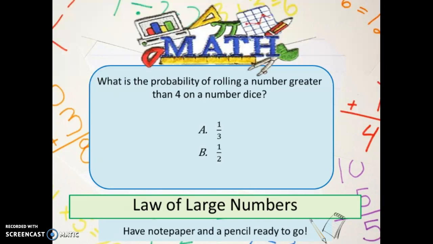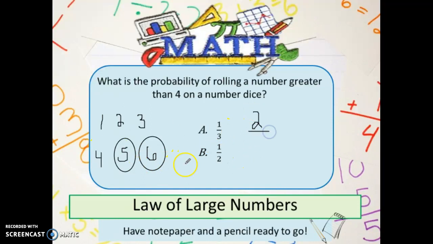What is the probability of rolling a number greater than 4 on a number die? So think of the numbers you have on a die. You have 1, 2, 3, 4, 5, and 6. If we want to roll a number greater than 4, our only options are 5 or 6. Remember, probability is always your favorable over your total. So we have 2 favorable options out of a total of 6. And if we simplify that, we end at 1/3.